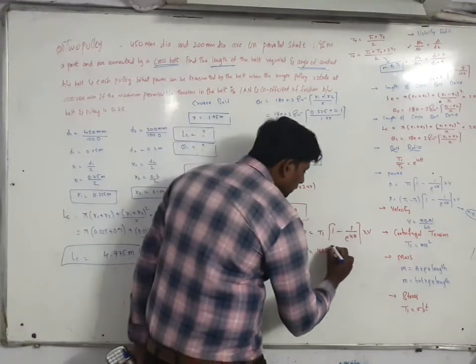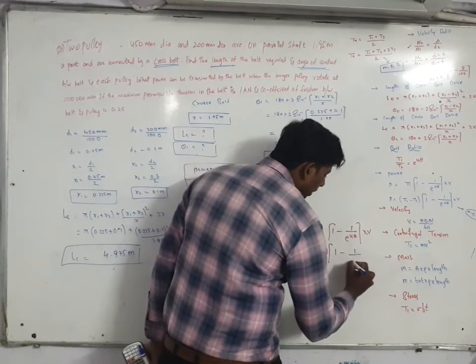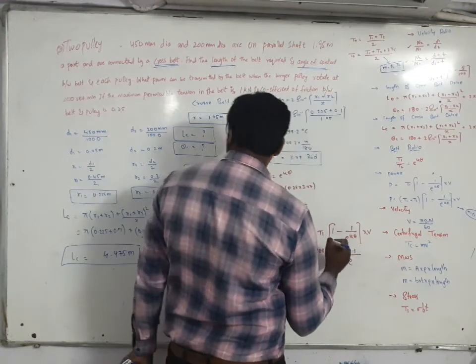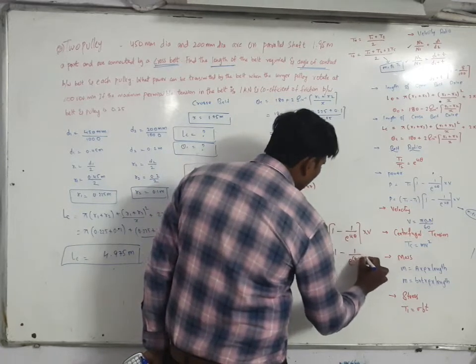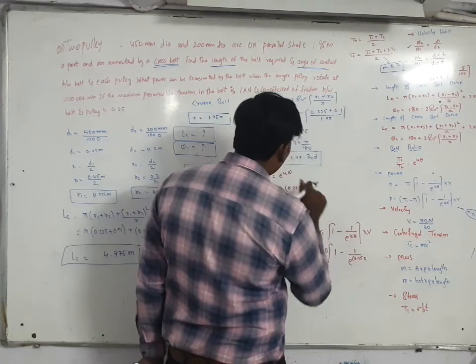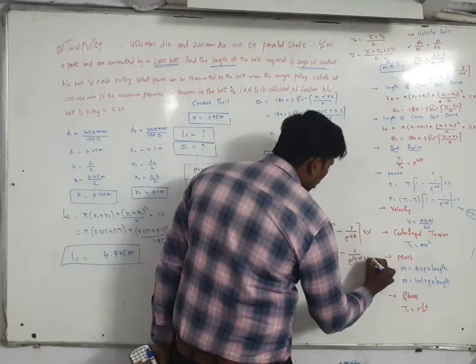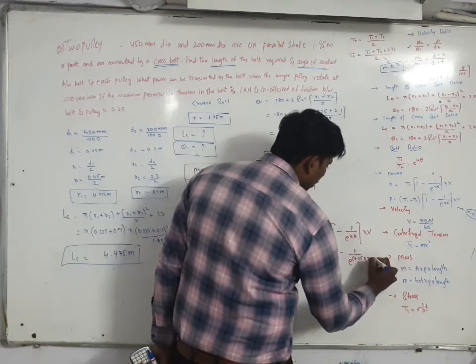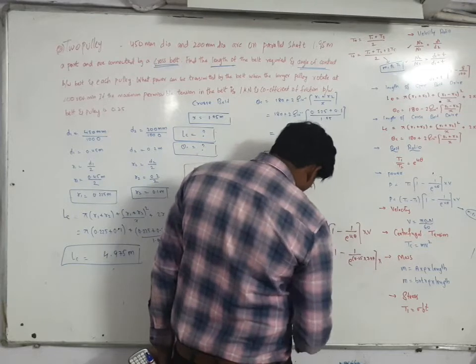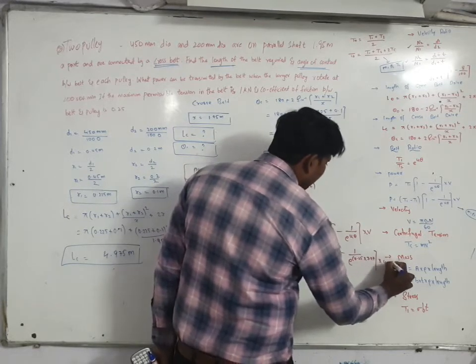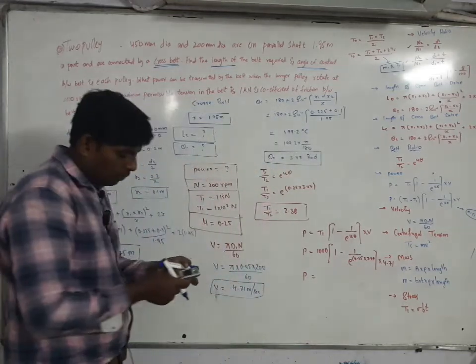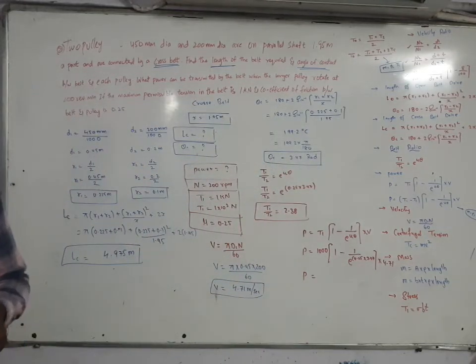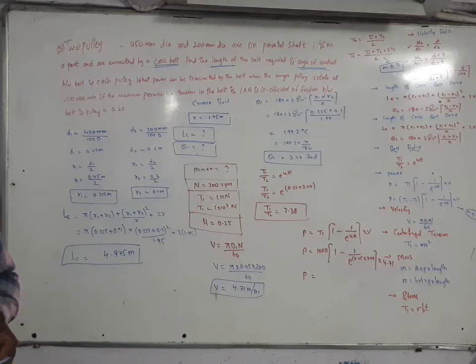Then 1 minus 1 by e to the power of mu value. Mu value is equal to 0.25, so 0.25 into theta. Theta value is 3.47, into velocity. Velocity is 4.71. With the help of this, you will get the value of power. Power, how much will you get?